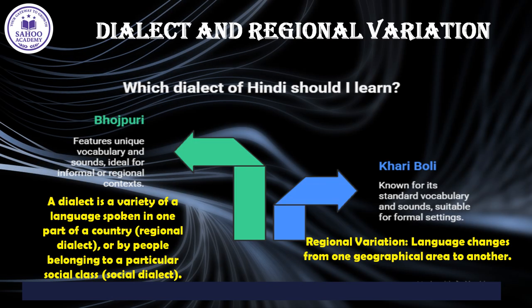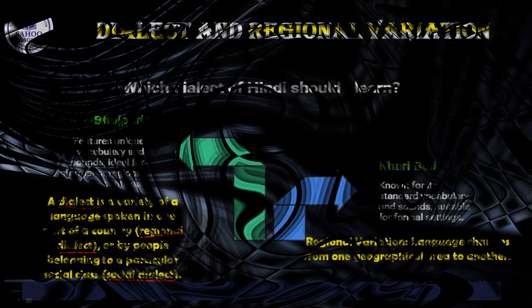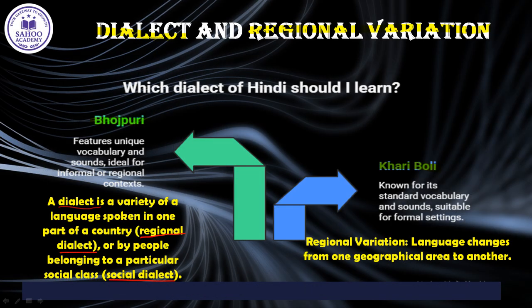Let's begin with a simple truth now. No language is a single monolithic block. Every language is beautifully woven from many different threads, which we may call dialects. So exactly what is a dialect? Let us know. A dialect is a distinct form of a language.